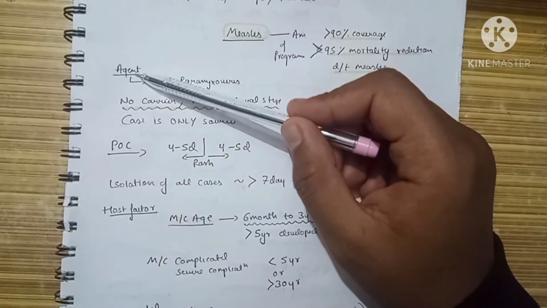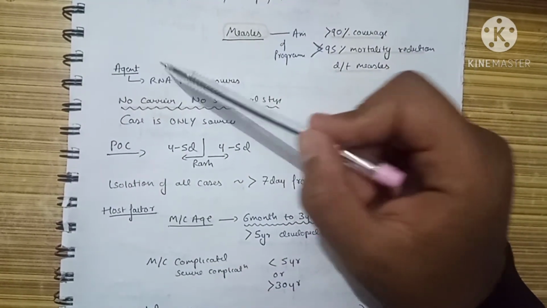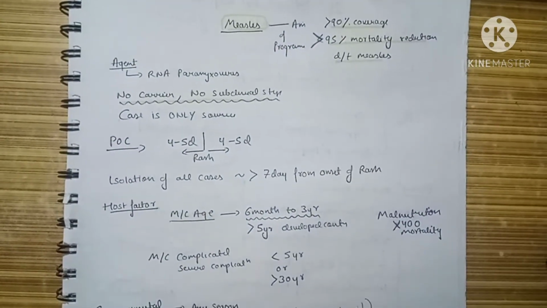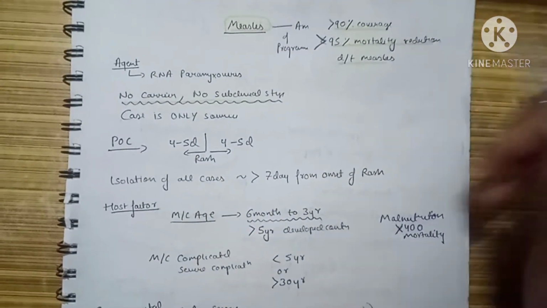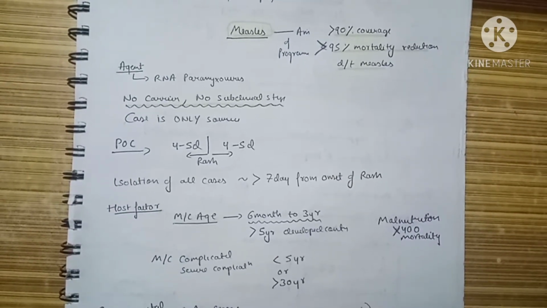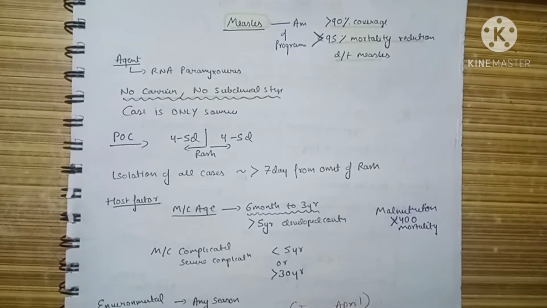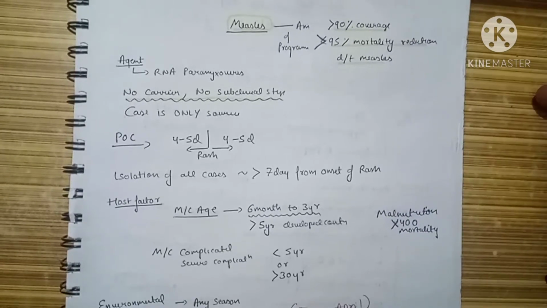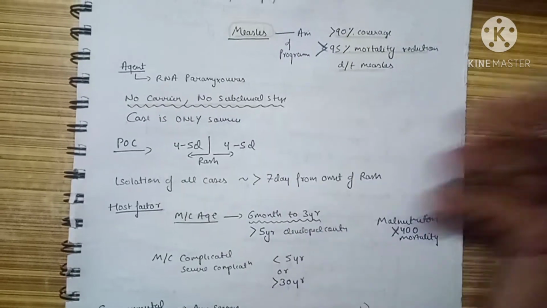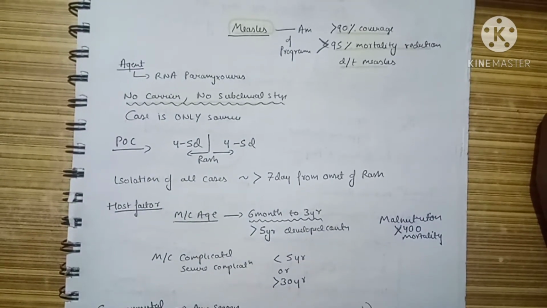As we know, the causative agent of measles is an RNA paramyxovirus, and in measles there is no carrier stage or no subclinical stage. So, as in the case of tetanus and rabies, this is a disease where no iceberg phenomenon is seen, and in this case, cases are the only source of transmission of infection.